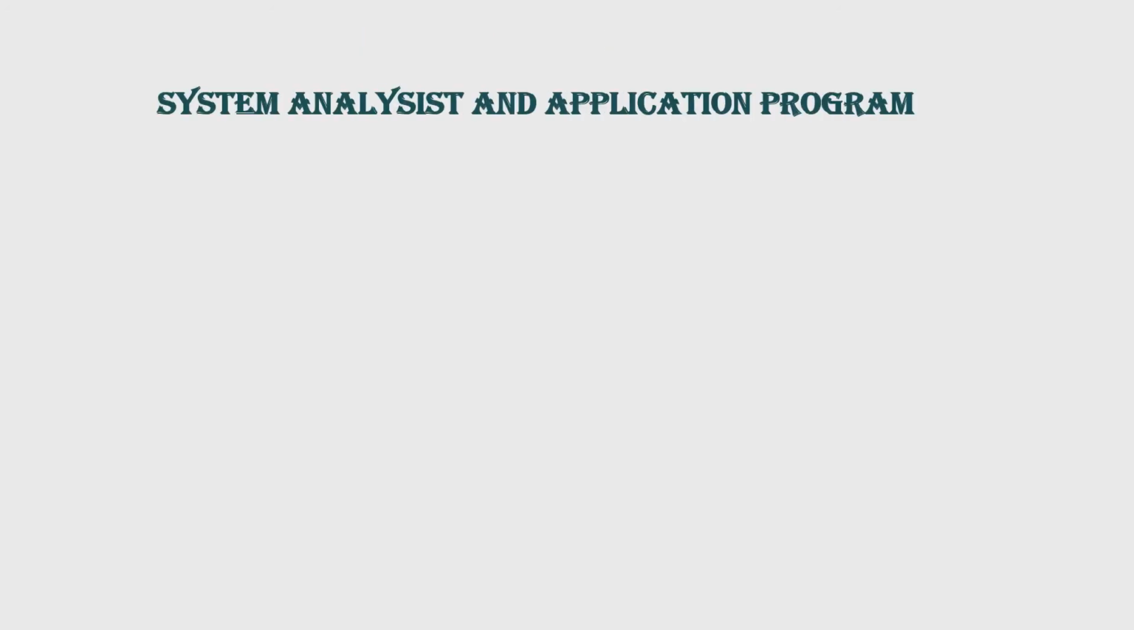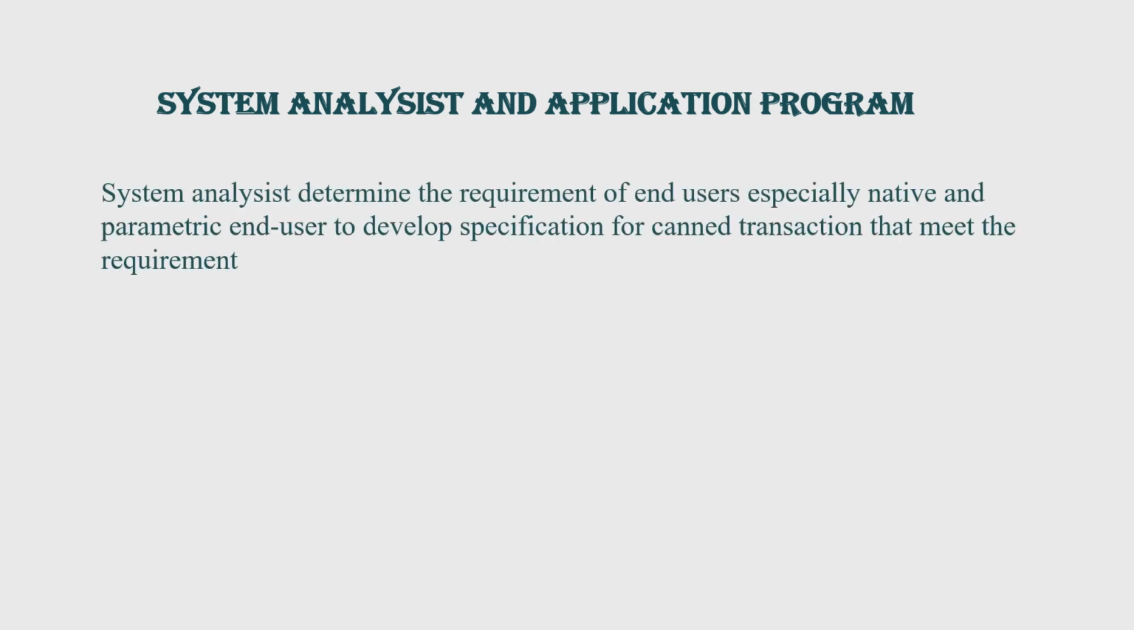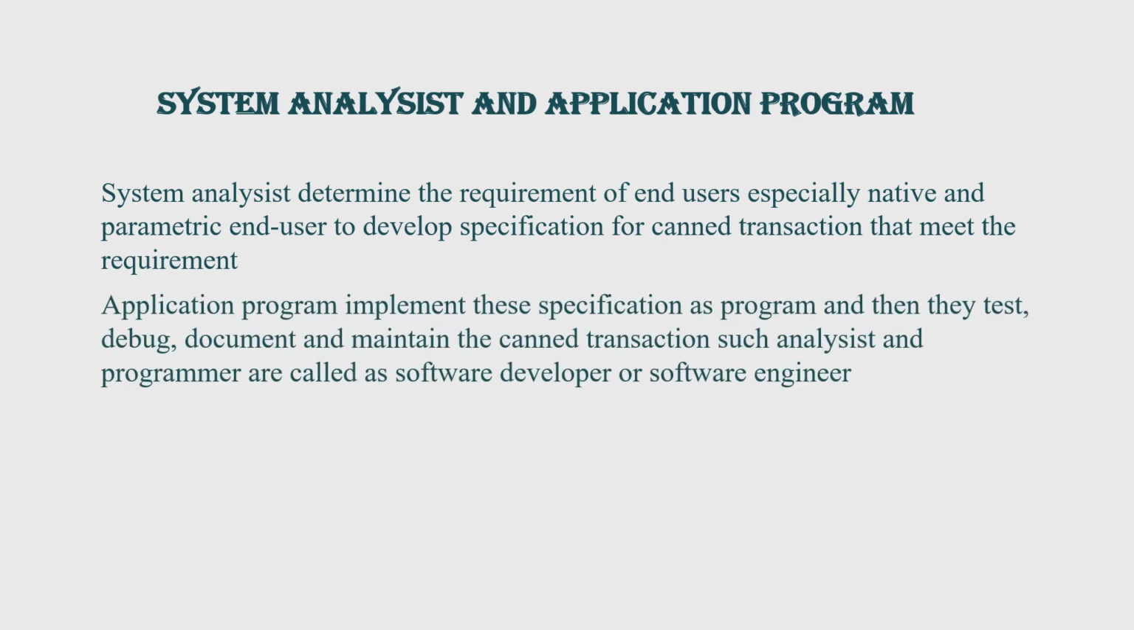The next persons are the system analyst and the application programmer. Who is a system analyst? He is the person who determines the requirements of end users, especially naive or parametric end users, and develops and specifies the canned transactions which meet the requirements. He writes the query to meet the requirements of the person. The system analyst is the main person who analyzes what happens in database administration.